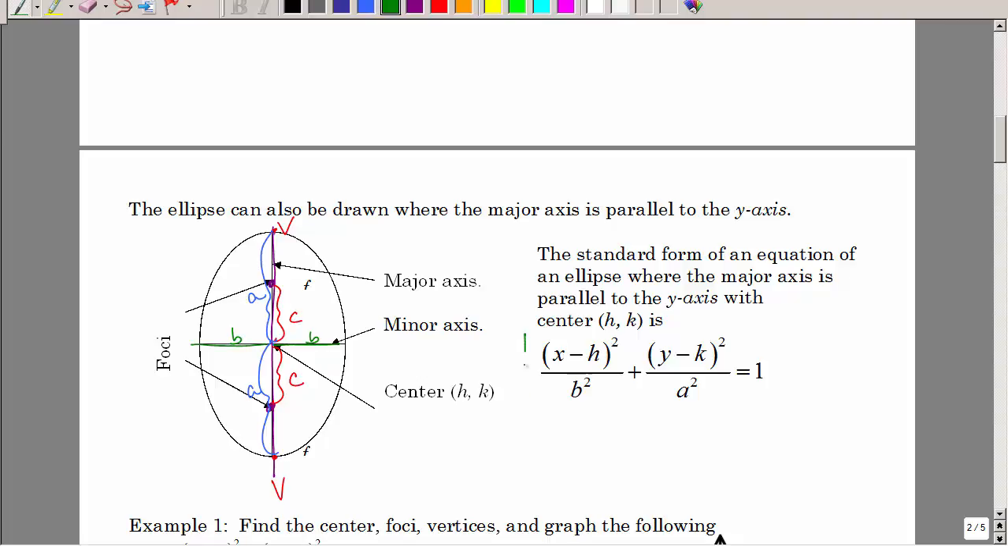Look at this equation. It's not much different than the other one. The only thing that's different is that those two numbers are switched. And you really don't need to know a and b. You just need to know that a is always the biggest. And if the biggest number is underneath y, then you have a vertical major axis.